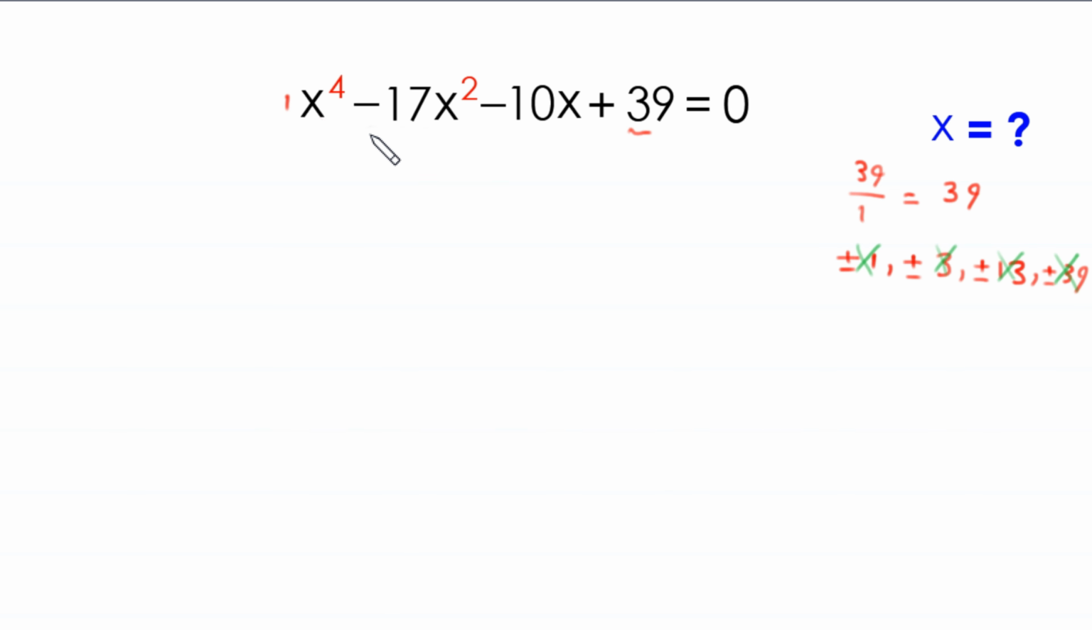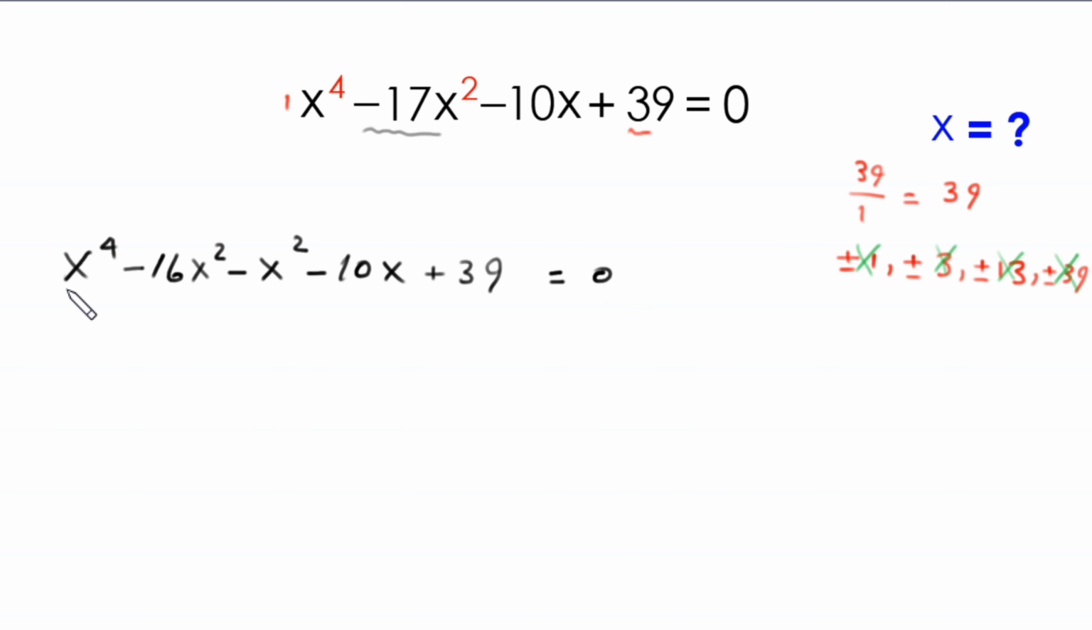We can rewrite this equation as x to the power 4, and we write this negative 17x squared as negative 16x squared minus x squared, and this remaining part negative 10x plus 39 is equal to 0. Now we notice that if we add 64 in these two terms, we can have a perfect square. So we add 64 and subtract 64 in this expression.